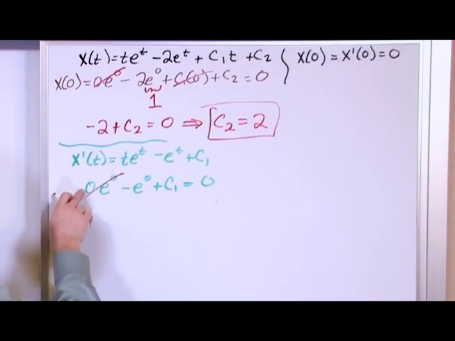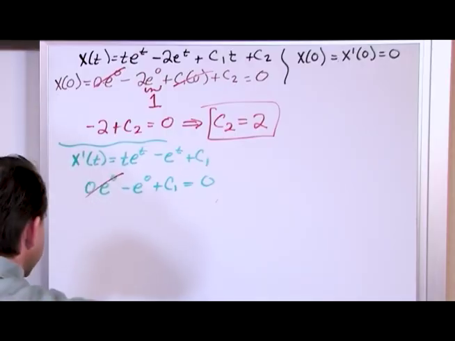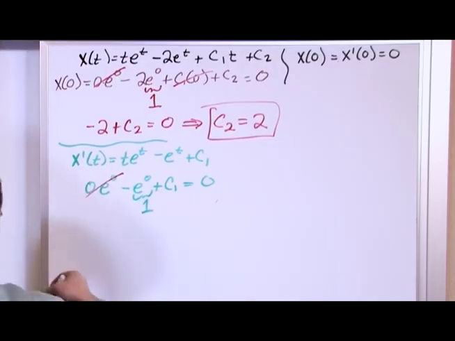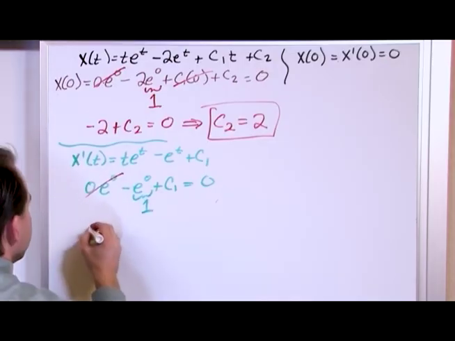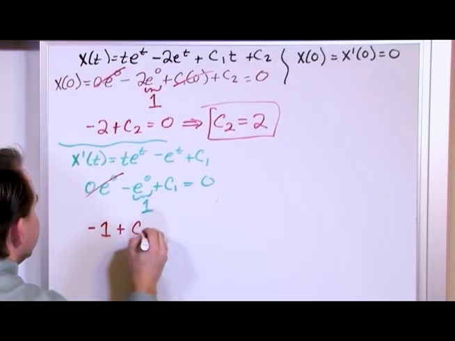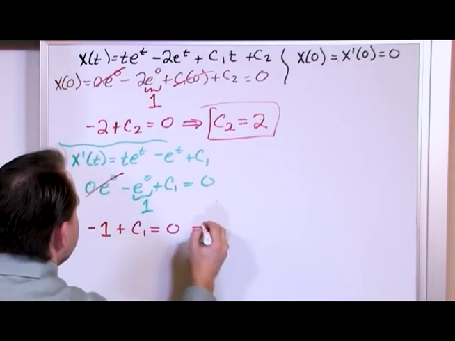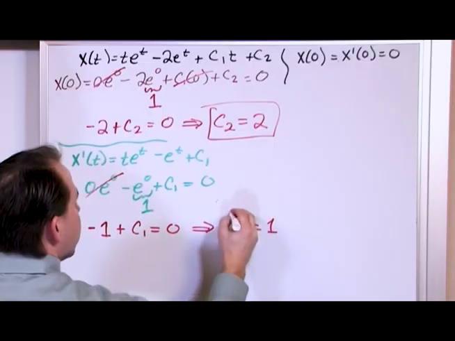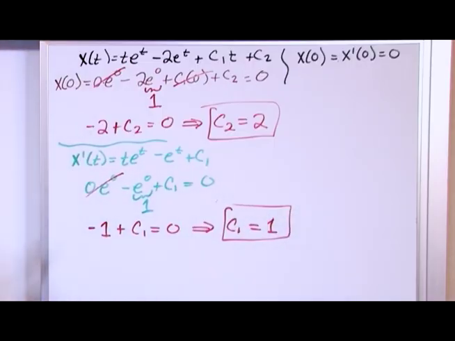This guy goes away because of the 0 out front, but this guy does not go away. E to the 0 is 1. So what we have is minus 1 plus c1 is equal to 0, which means that constant 1 is equal to moving that guy over, 1. So constant 1 is equal to 1. And so once we have that, we're basically done.